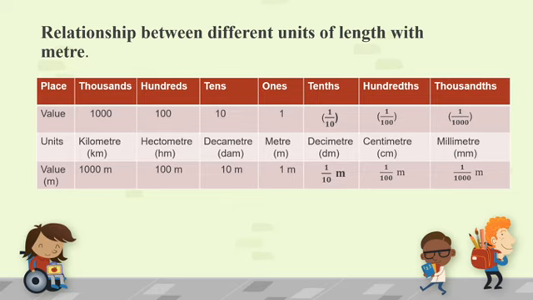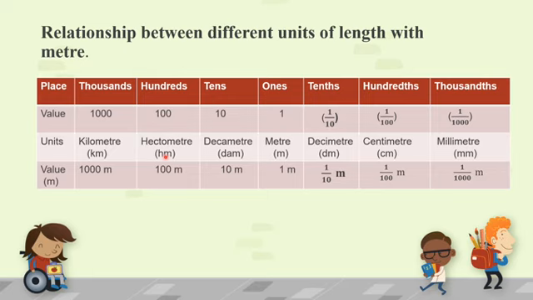We'll start from ones, tens, hundred, thousand, and as we move towards the right, it becomes tenth, hundredth, thousandth, so the place value will be 1 by 10th, 1 by 100th, 1 by 1000th. As we move towards the left, it will be 1, 10, 100, 1000. Now we'll write the units. These are the units of length.